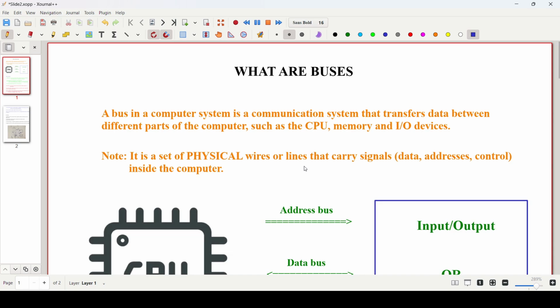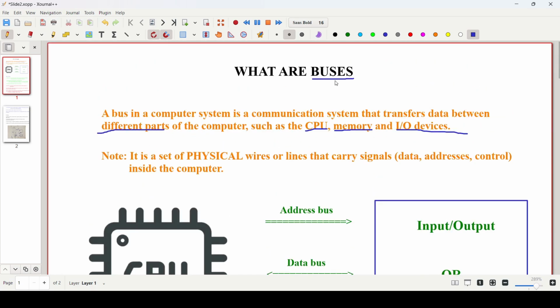What are the buses in computer architecture? Basically, a bus in a computer system is a communication system that transfers data between the different parts of the computer. Those parts may be your CPU, the core component, and the peripherals such as memory and input-output devices. The CPU can interact with the memory and input-output devices via these buses.